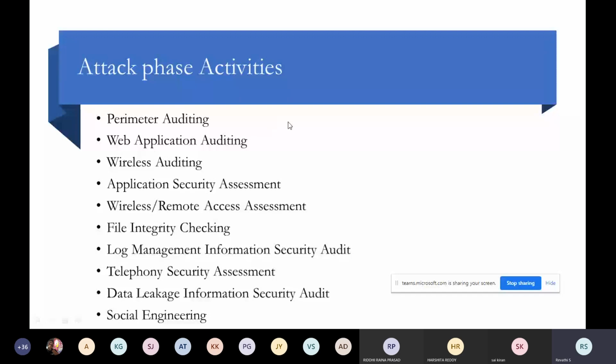Please understand, you are not going into the private network. You are not exactly understanding what the internet is or how the internet works. Instead, you are understanding the area just outside the perimeter of your organization, how the network is connected to the external environment, and whether it is all working fine with the configurations or not. That is all you are performing. That is perimeter auditing. Next is web application auditing.